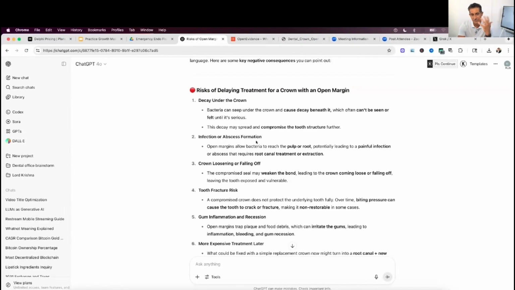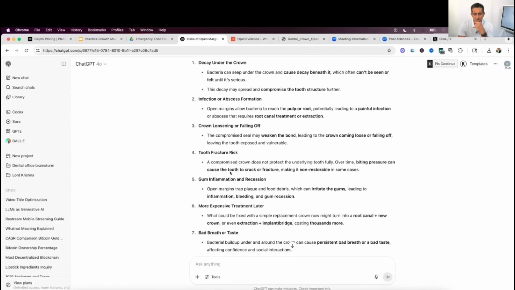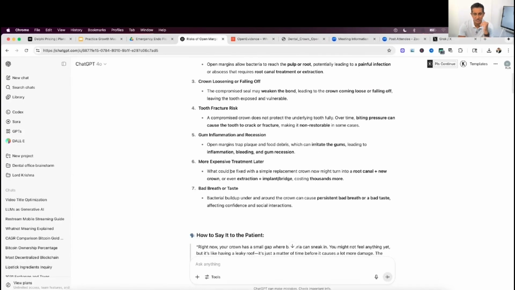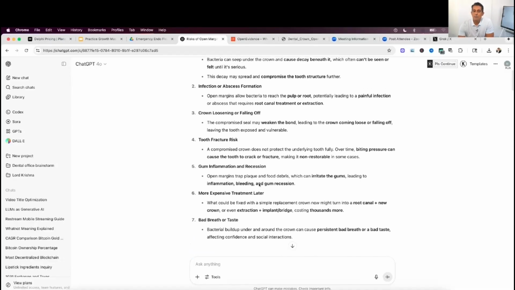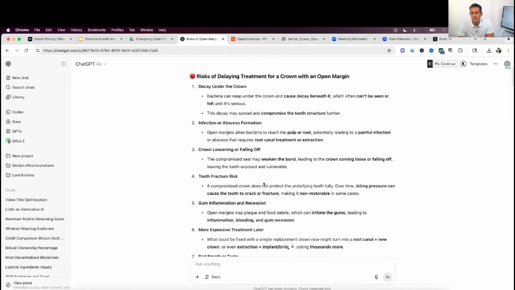Decay under the crown, abscess or infection, crown loosening, tooth fracture, gum inflammation, recession, expensive treatment later, bad breath or taste. But the thing you have to ask yourself is this: how many of these am I even listing in my explanation to patients? That's a question you should be asking yourself. How many of these am I listing to patients? And how many of these am I reviewing with them casually in my conversation?